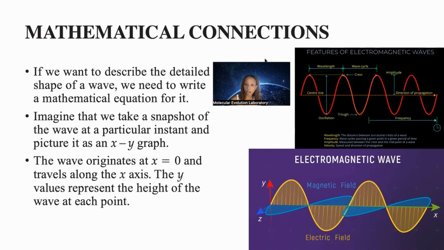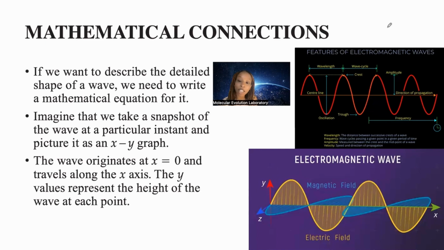If we want to describe the detailed shape of a wave, we need to write a mathematical equation for it. Imagine that we take a snapshot of the wave at a particular instant and picture it on an XY graph. So here we have an XY graph of the electromagnetic wave. The wave originates at the X, and that would be equal to 0. The Y value would represent the height of the wave at each point. And as we said before, the height of the wave is the amplitude.